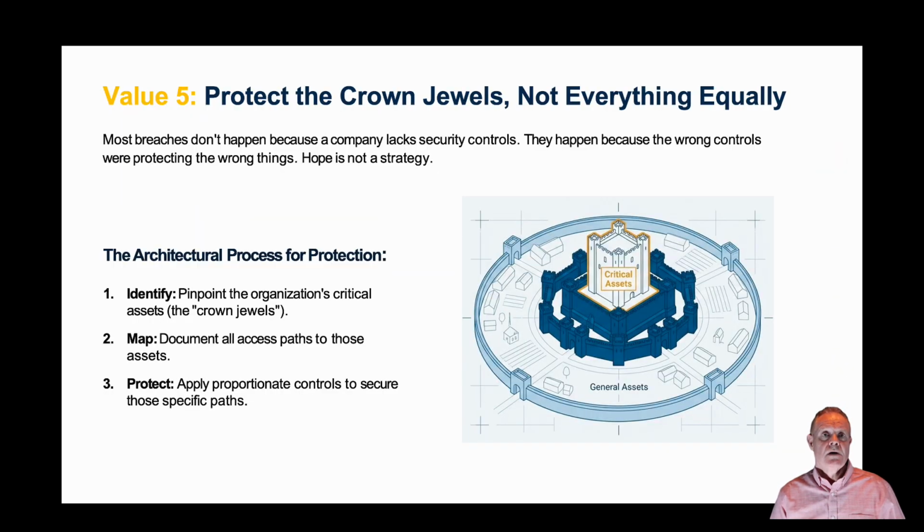The fifth value, protecting the crown jewels. Most breaches don't happen because organizations lack controls. They happen because the wrong controls protect the wrong assets. Architecture forces discipline, identifies what truly matters, and maps how it's accessed. Protect those paths proportionally. Again, remember, hope is not a strategy, architecture is.